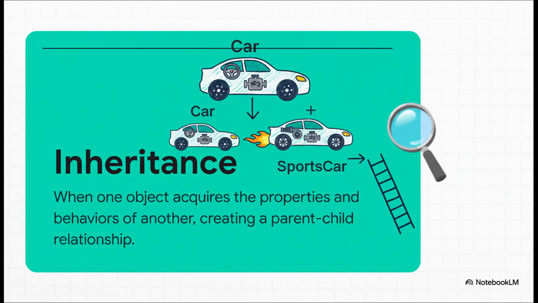Next, we've got inheritance. This is all about not having to reinvent the wheel. It lets you create a new class that's basically a more specialized version of one you already have. So for example, a sports car class can inherit everything from the basic car class, but then you can add new special stuff to it, like a turbocharger. It means you get to reuse code, and it saves an incredible amount of work.